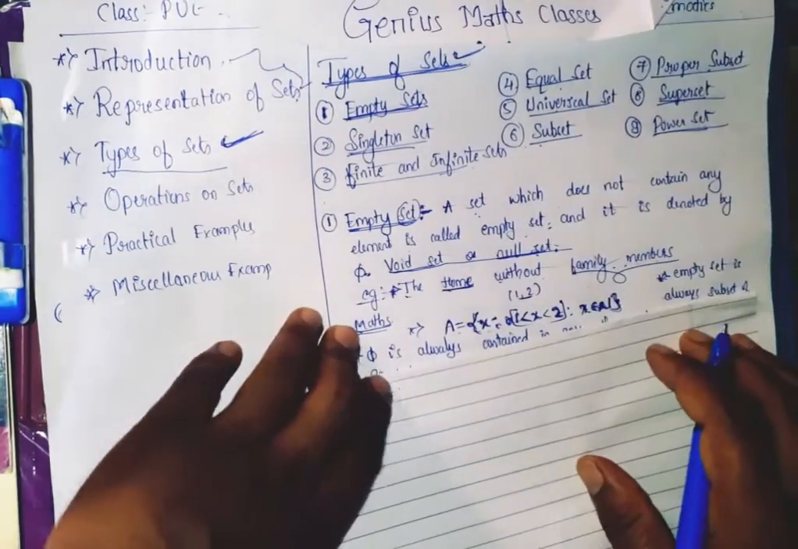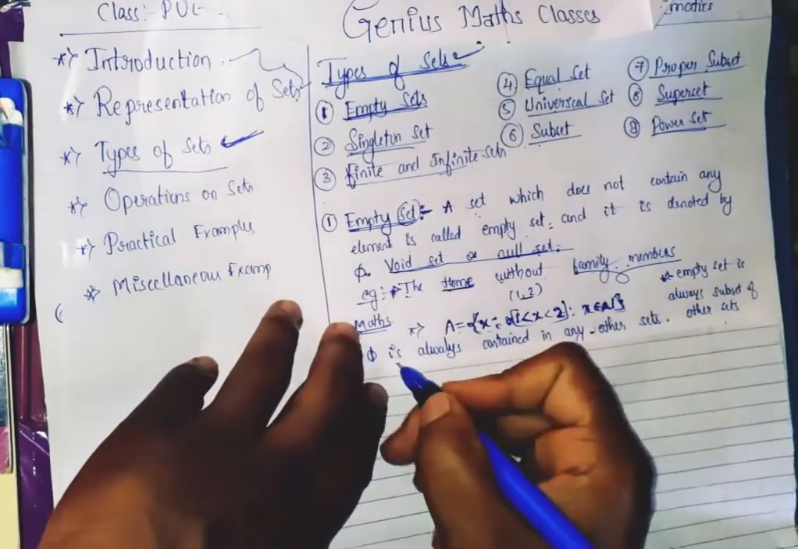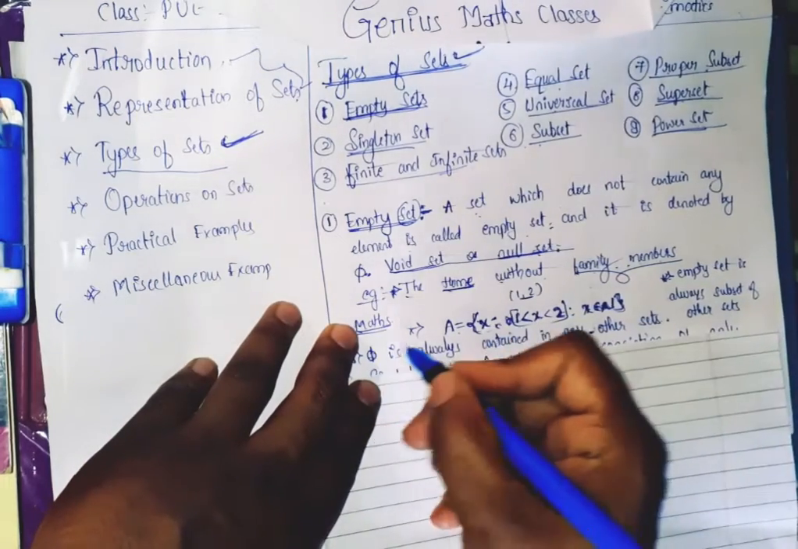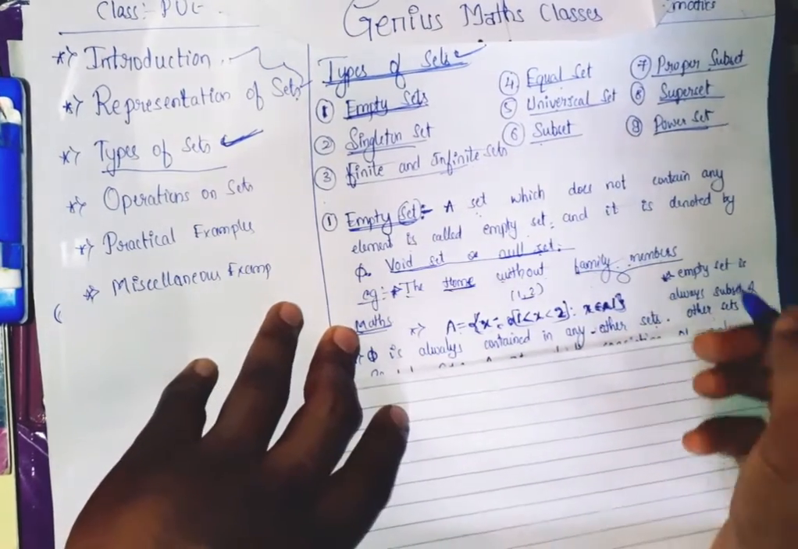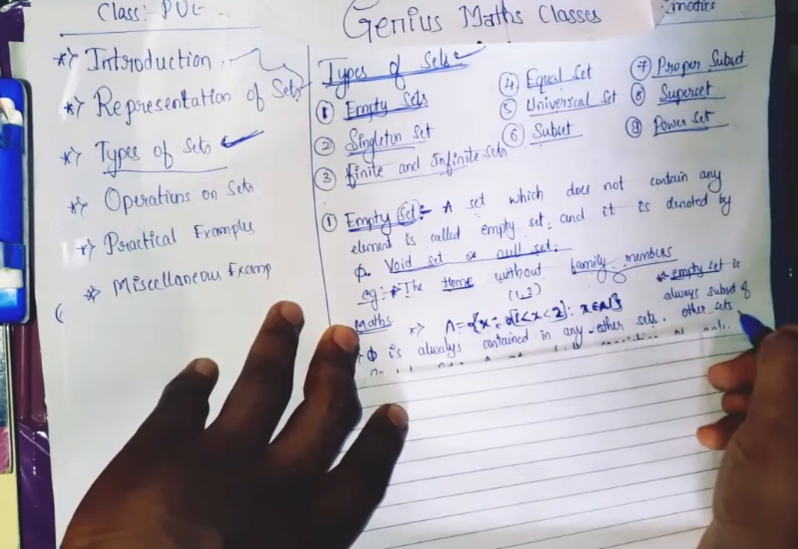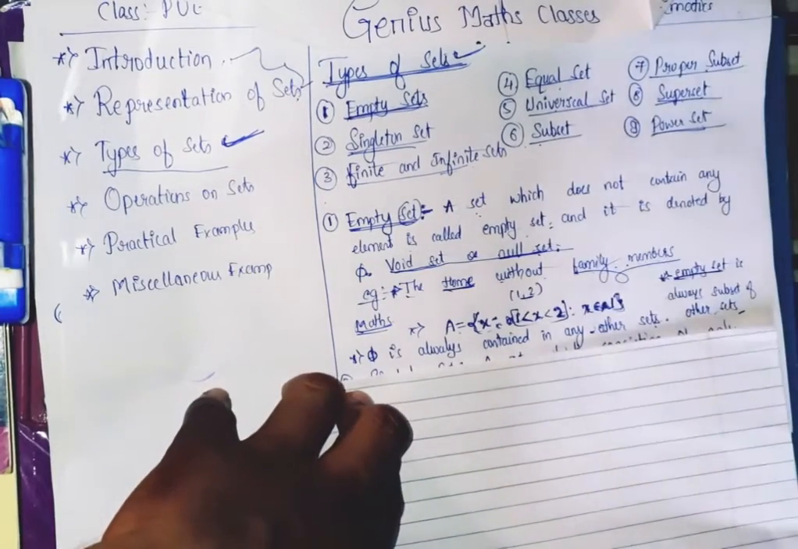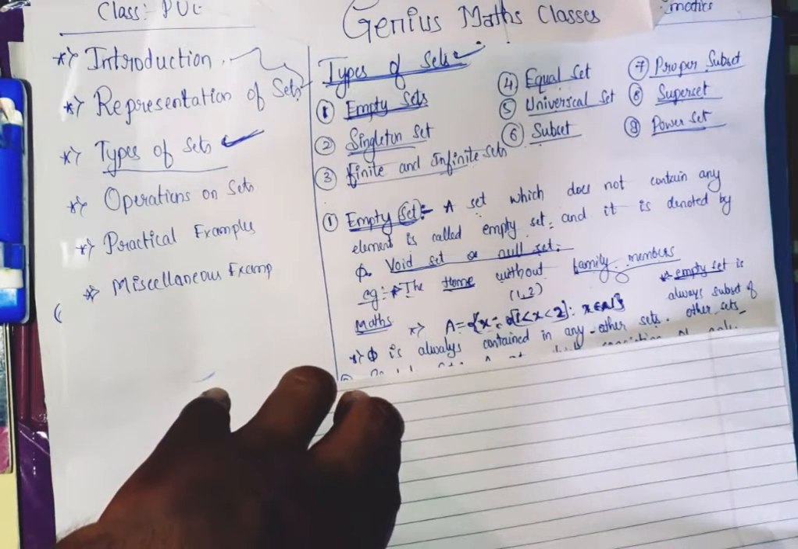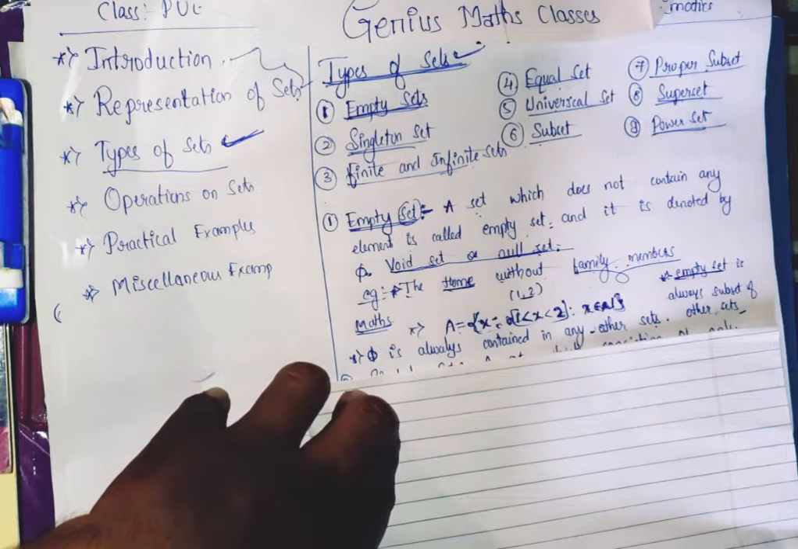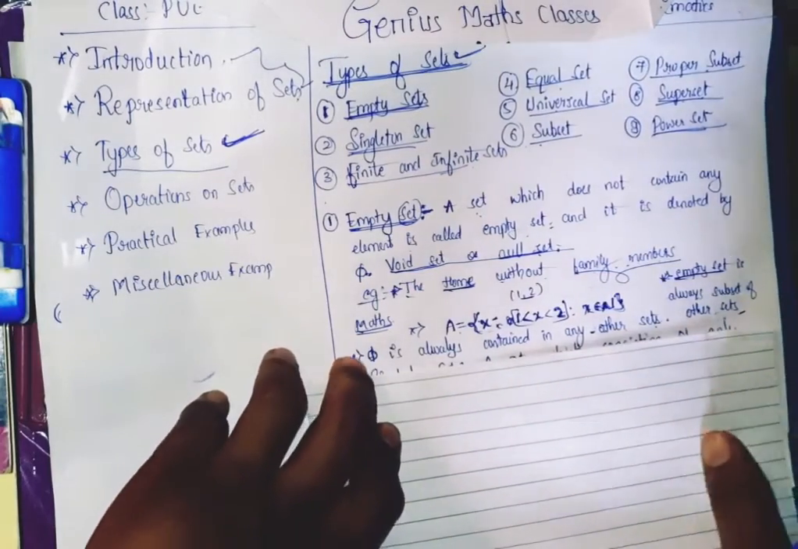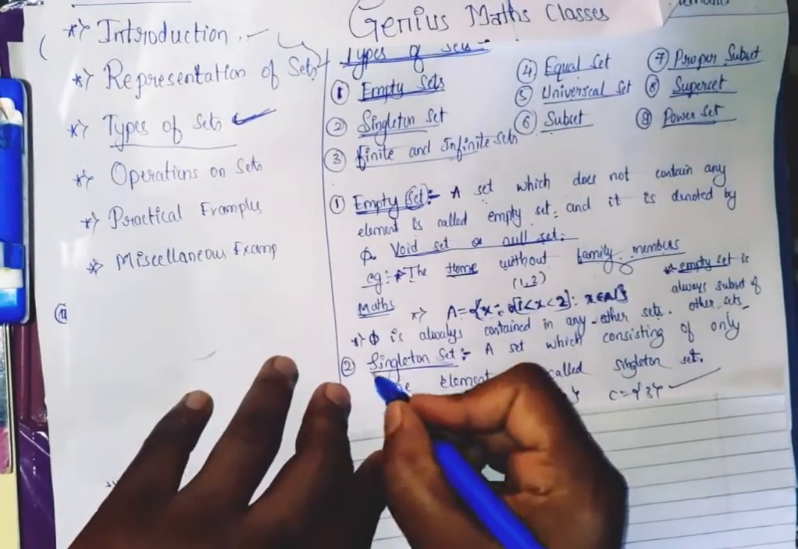So we always have to think about it. The null set, that is phi, is always contained in any other set, and the empty set is always a subset of other sets. Just remember, the empty set is always a subset of every other set. And it is also considered as an element of the power set. So this is about empty set, and next we are going to deal with the singleton set.